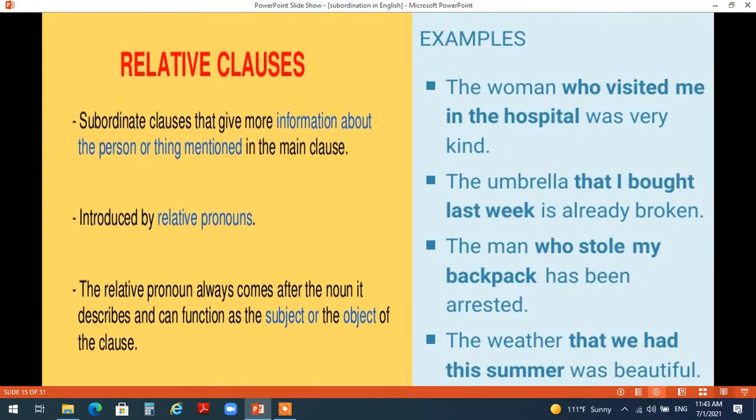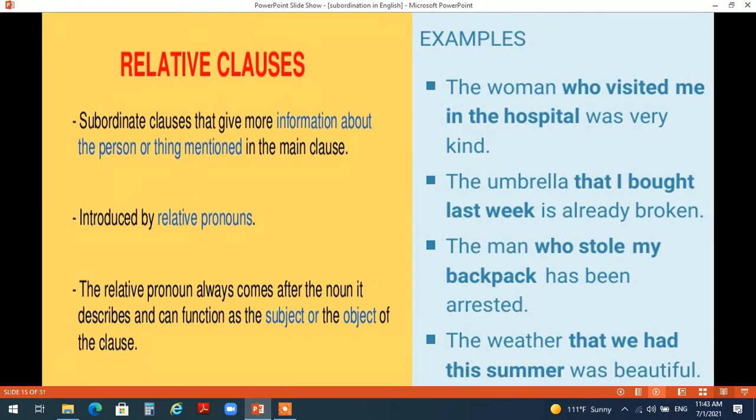So as you can see in the examples, the woman who visited me in the hospital was very kind. هنا الاسم اللي نصفه هو كلمة woman، وصفناه باستخدام relative clause who visited me in the hospital. إذا راح نقول who visited me in the hospital, this is the dependent or the subordinate clause. Which type of subordinate clause? We will say it is a relative clause.